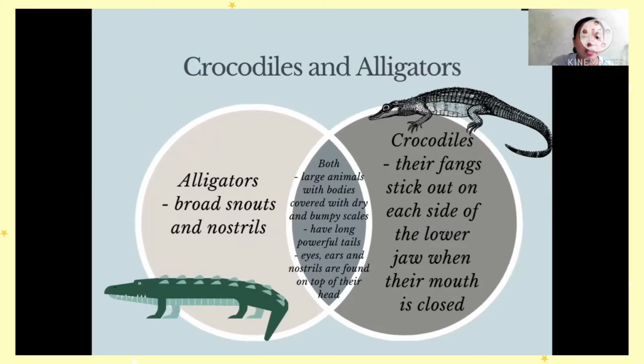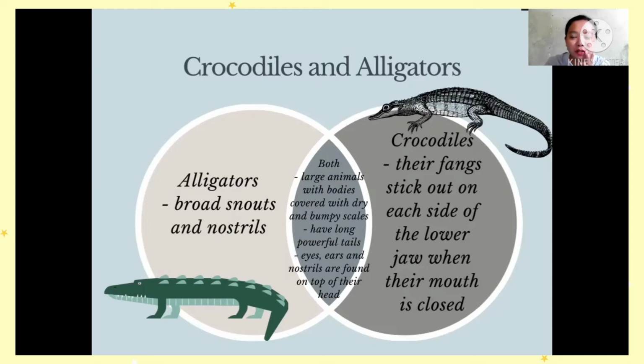Now, let's proceed with our crocodiles and alligators. The alligators have broad snouts and nostrils, while the crocodiles, they stick their fangs out on each side of the lower jaw when their mouth is closed, like this.